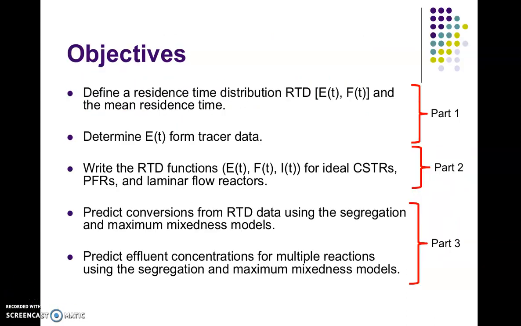So the objectives of this chapter are to define RTD and also mean residence time, to determine E(t) from tracer data, and to write the RTD functions for ideal reactors, CSTR and PFR, and for the laminar flow reactor. Then predict the conversion X from RTD data using the segregation model. From this conversion, we can also predict the effluent concentration.